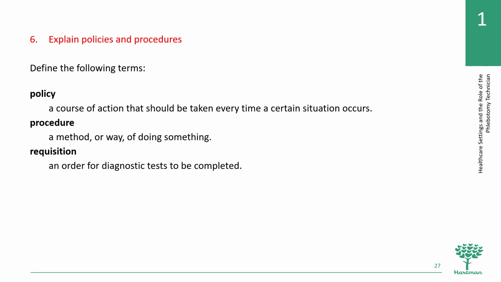So moving on, we want to familiarize ourselves with a few more terms, such as policy, procedure, and requisition. A policy is a course of action that should be taken every time a certain situation occurs. For example, a very basic policy is that healthcare information must remain confidential. A procedure is a method or way of doing something. For example, a facility will have a procedure for reporting any incidents that occur with patients, like a patient fainting from a blood draw or something to that effect.